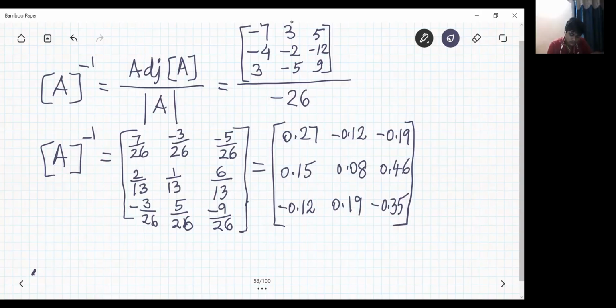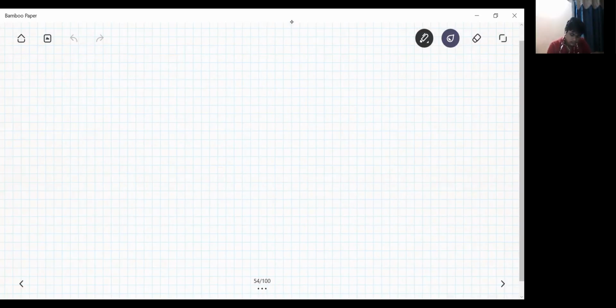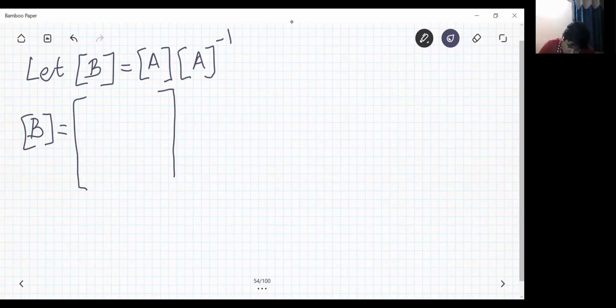So let B is equal to A into A inverse. Let matrix B is equal to A into A inverse. Now we know that matrix B will have the same size as that of A.